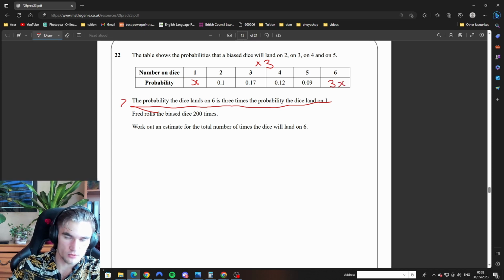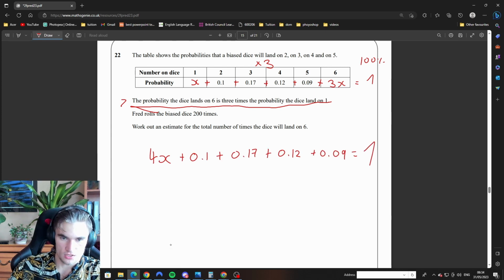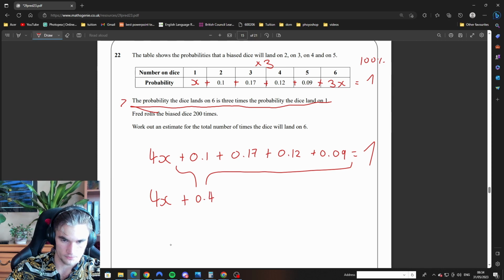And now let's do some algebra. All of the probabilities, what do they need to add up to? Well, 100%, but these probabilities are decimals, so they all need to add up to 1. So how many x's do I have? I have 1 x here and 3 x's here. So in total I have 4 x's. Should add up to 1. Let's add all of these numbers up together, plus 0.48. So all of this has to equal 1.